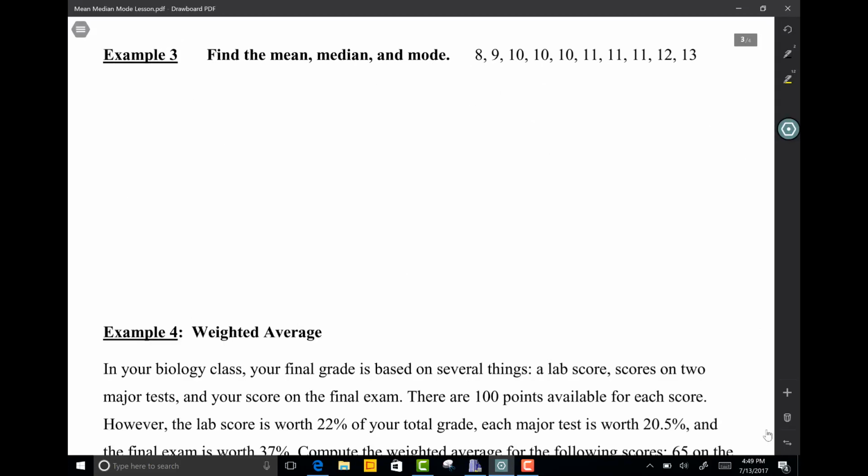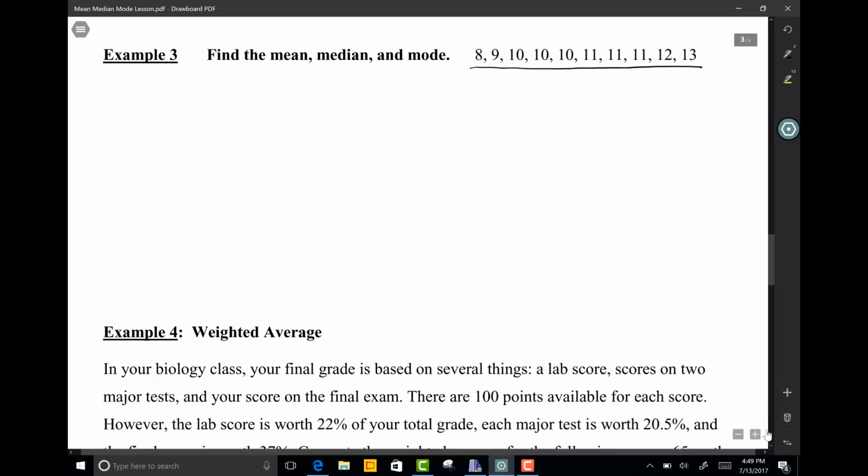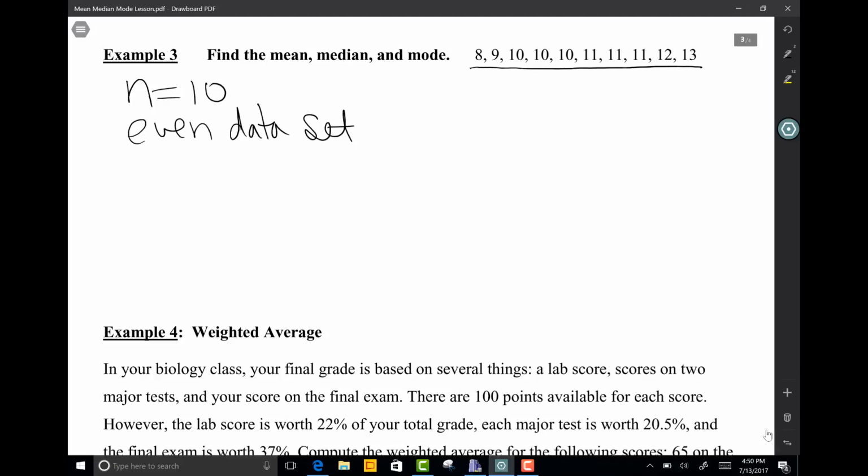Okay, in example 3, we're going to find the mean, median, and mode again. If you notice, this is already in order for us from smallest to largest, so that makes it nice. We have 10 data values here, so n is 10. That means it's an even data set, which means when I find the median, it's got to be the mean of the 2 center values.